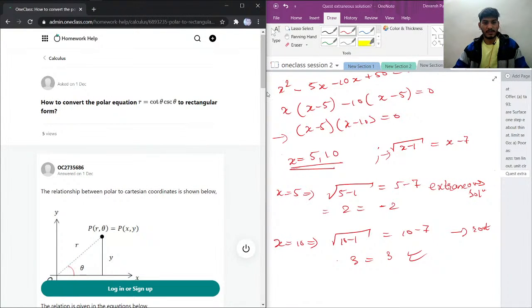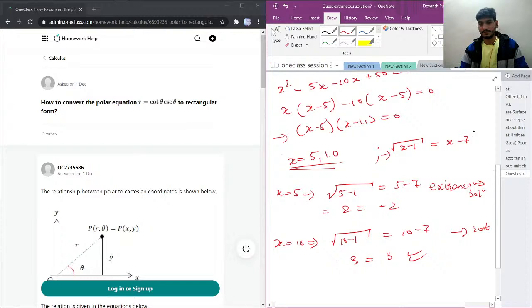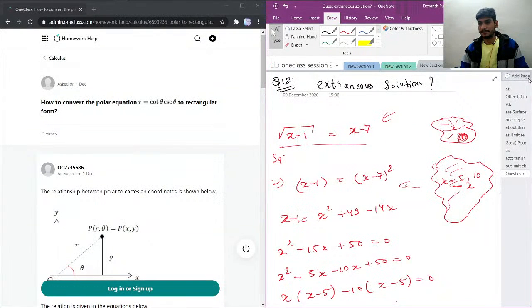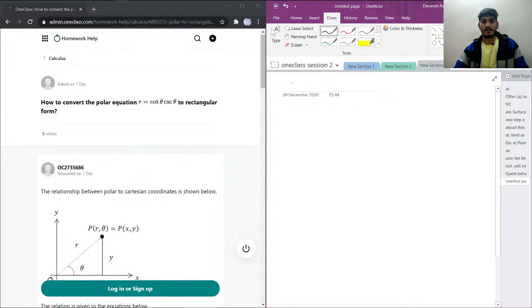We have another question, and this should be question number 13. How to convert the polar equation r equal to cotangent of theta times cosecant of theta into rectangular form, or into the Cartesian coordinate system.